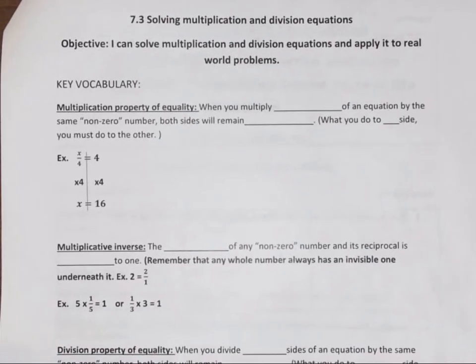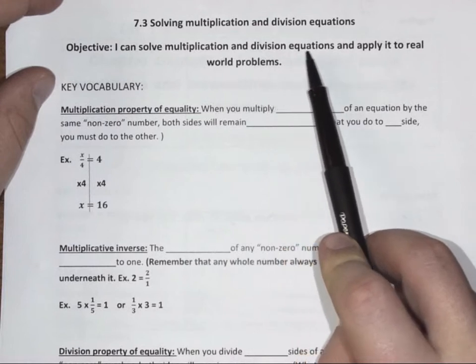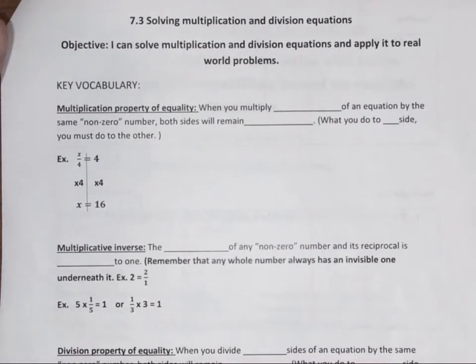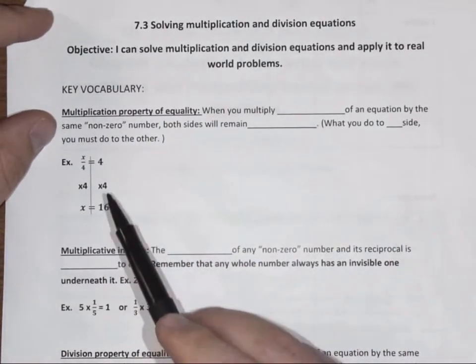Okay, section 7.3 today is about solving multiplication and division equations. Our objective for today is I can solve multiplication and division equations and apply it to a real-world problem. Very similar to solving equations yesterday, we're going to be solving these equations using an inverse operation in order to isolate our variable. So, let's talk about first a few vocabulary words.